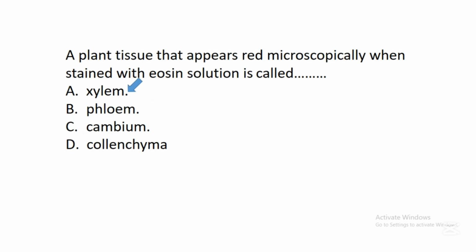a part of a plant that contains all these tissues, and they discovered that this tissue called xylem appears red microscopically, but other tissues like phloem and collenchyma didn't appear red. So it is only this xylem that appears red microscopically when stained with a chemical called eosin solution.